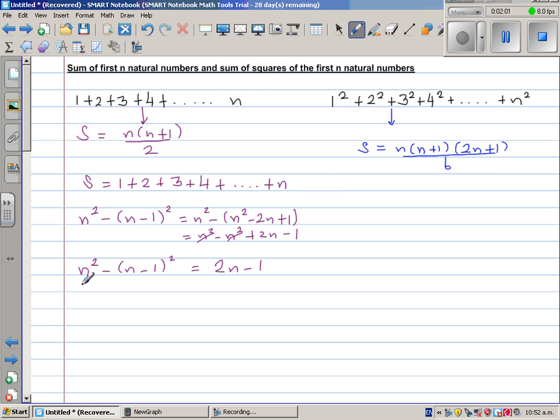So if n is 1, it will be 1 squared minus (1 minus 1), which is 0 squared. So using this formula, if n is 1, n minus 1 would be 0. Then it will be 2 times n, which is 2 times 1 minus 1. If n is 2, it will be 2 squared minus 1 squared, which is 2 times 2 minus 1. If n is 3, this will be 3 squared minus 2 squared. I want you to see a pattern developing later on.